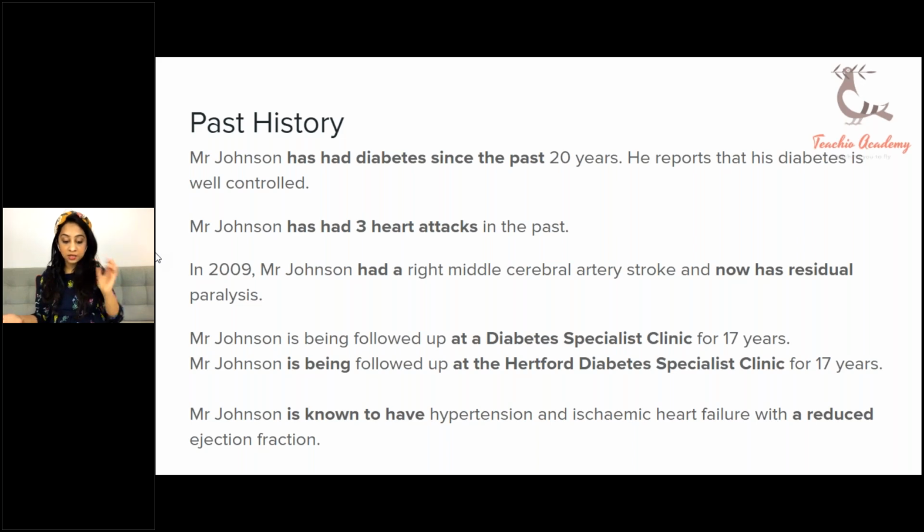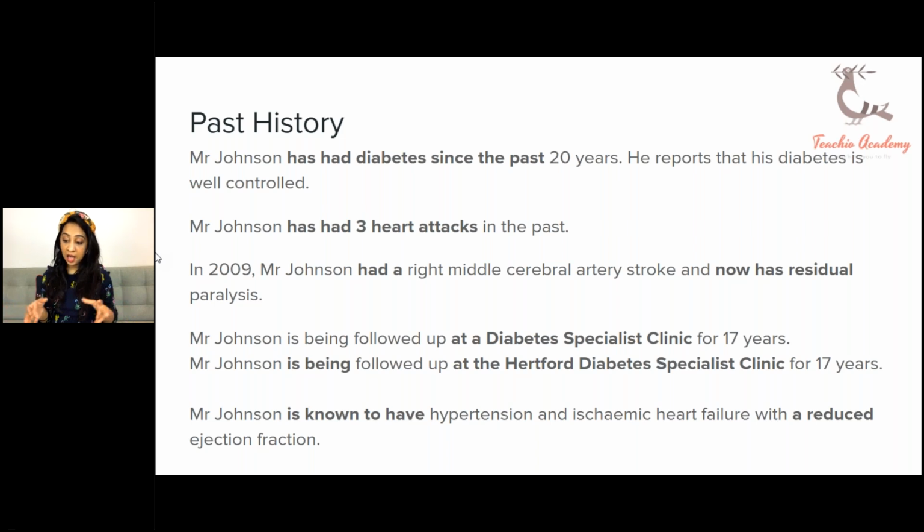Okay, another way that you can write is: Mr. Johnson has had three heart attacks in the past. So "has had", because that has happened in the past and he had a heart attack, so that heart attack didn't really correct itself. So "has had". Now there's a difference. If you've had something which still persists, then a better way is to write "has had".